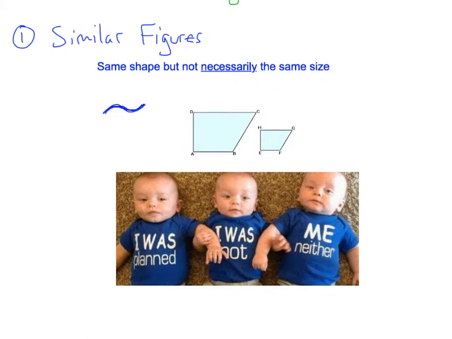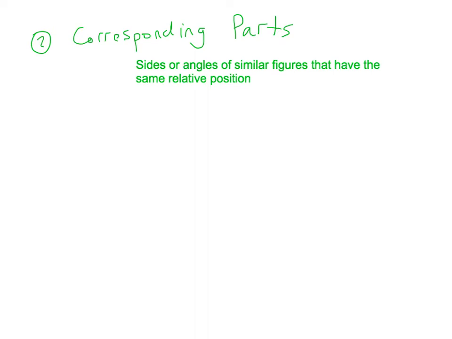So these two are similar. These three are also similar. So when we're talking about corresponding similar figures, though, we need to understand what corresponding parts are. Okay, so what are corresponding parts? Well, they're sides or angles of similar figures that have the same relative position.